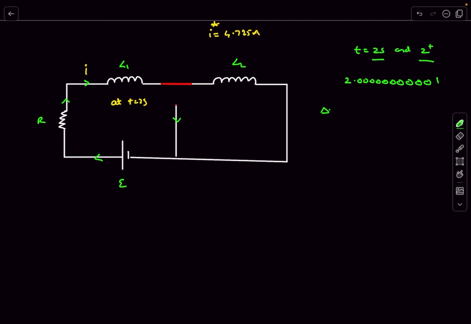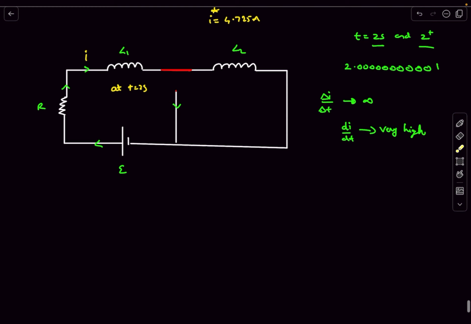Which means if you observe, like calculate delta I by delta t, this actually tends to infinity, right? Because a finite change in current in an infinitesimally small time frame actually happened, which means di by dt, which means that rate of change of current in the circuit at this moment of t equal to 2 seconds is very high. So now if di by dt tends to infinity, then the potential drop across the inductors is also very high, right? It will tend to infinity, because what is the potential drop across an inductor? It is L times di by dt, right?